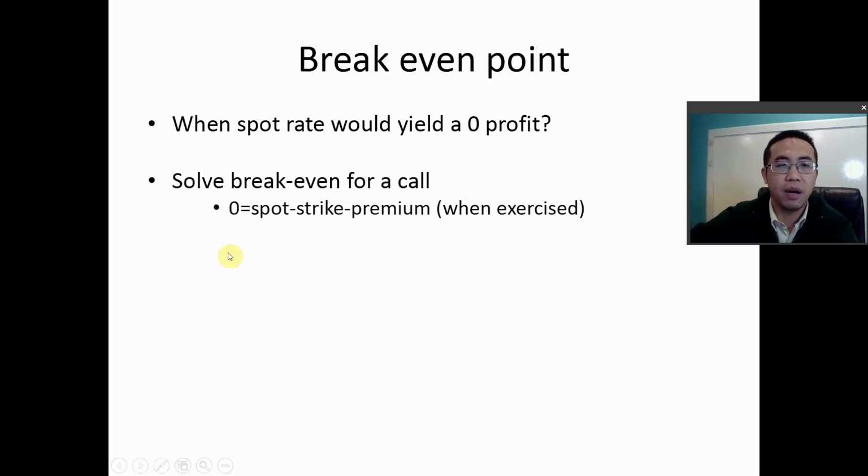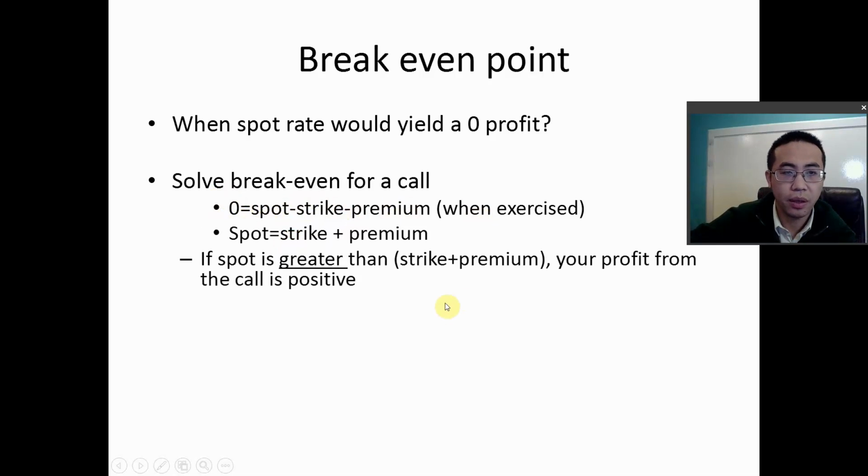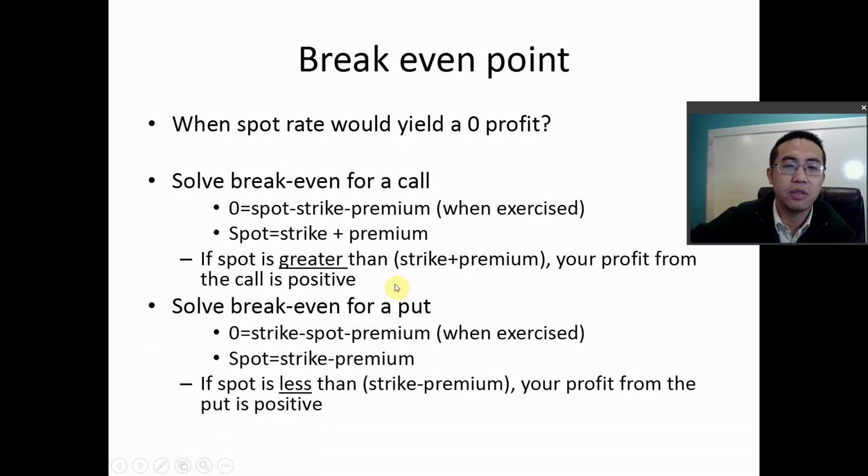So for a call option, the profit takes this formula. The profit equals the spot minus strike minus the premium when the call option is exercised. You force the profit to zero, and then you solve for the spot rate. So you can see the spot rate would be strike plus premium. If the spot is greater than that break-even point, then you would make a positive profit. If the spot rate falls below that, you would make a negative profit.